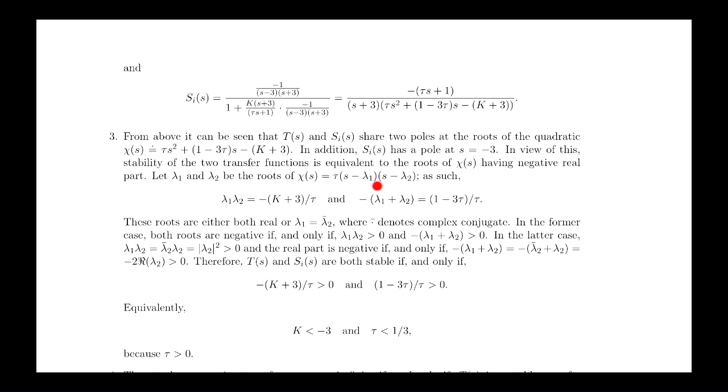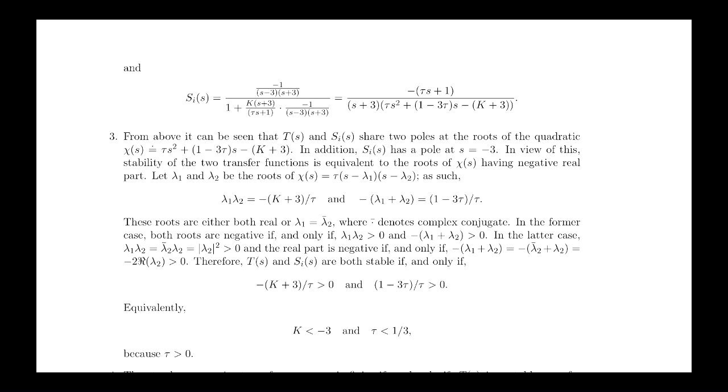In order for this to have zeros in the left half plane, that simply corresponds to the real part of lambda 1 and the real part of lambda 2 being negative. That requires this product to be positive. Lambda 1 and lambda 2 will either be two real values or a complex conjugate pair.